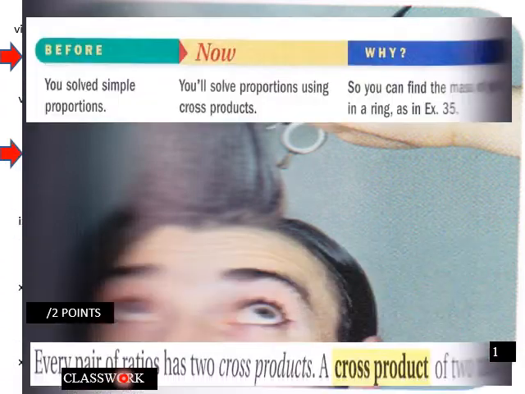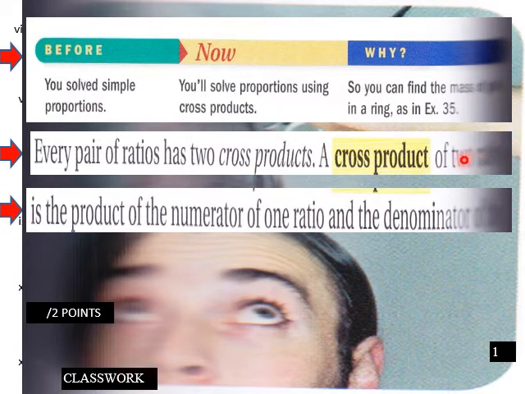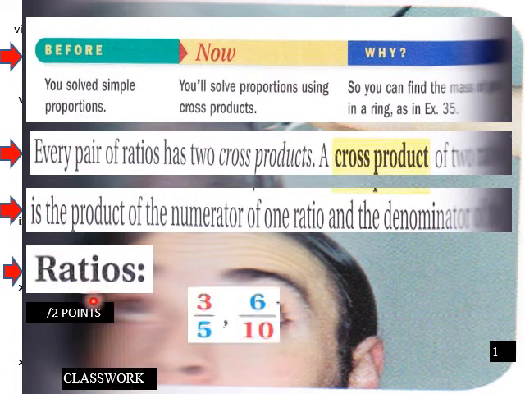Okay, into our lesson today. You'll solve simple proportions. You'll solve proportions using cross products. Every pair of ratios has 2 cross products. The cross products of 2 ratios, this is on your classwork sheet, is the product of the numerator of one ratio and the denominator of the other ratio.